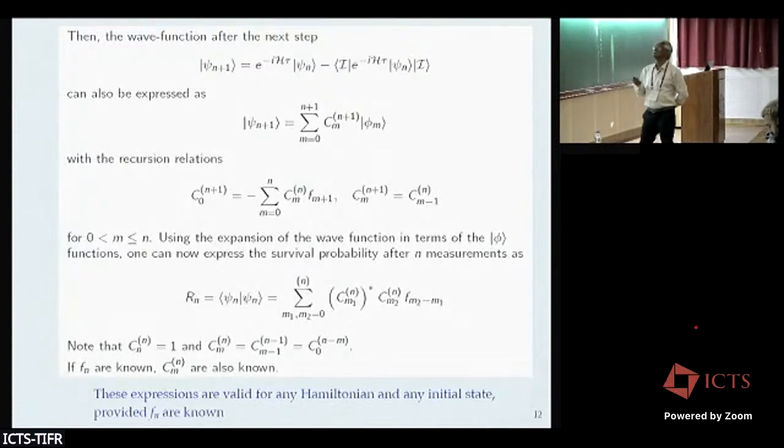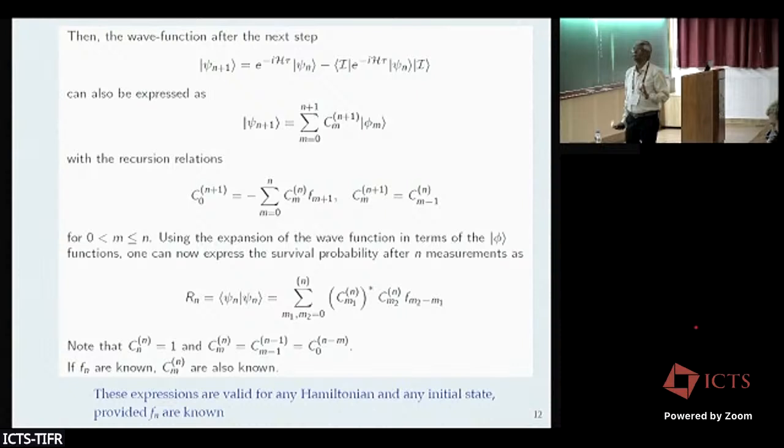So psi n plus 1 is just e to the power minus iH tau operating on psi n minus this thing, as I had written before. So after a little algebra, you can find that this can also be written in this form as a combination of the phi vectors, where these coefficients obey some recurrence relations. So the recurrence relations are these. Now note that C is C times a summation over C into F. So if you know all the C's and the F, then you know a future C. So in order to find C for superscript 5, you need to know all the previous C's and F. If you know F1, F and C superscript 1, 2, 3, 4, then you can find all the coefficients of C superscript 5.